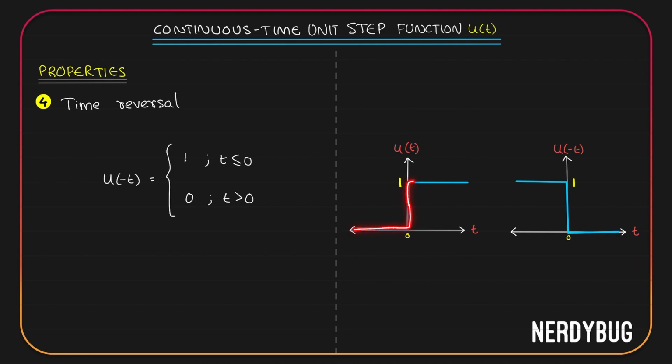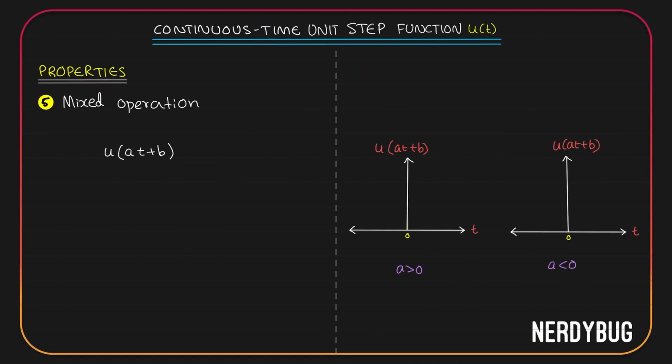Here, this is what we call a right-sided signal because it only has value that is not equal to 0 on the right side of t equal to 0. And this is what we call a left-sided signal because obviously it only has value on the left side. Now let's try to do a mixed operation. We have u of at plus b. First of all, obviously we have to write it in the standard form. So u of a into t plus b by a. A will be corresponding to time scaling, b by a will be corresponding to time shifting.